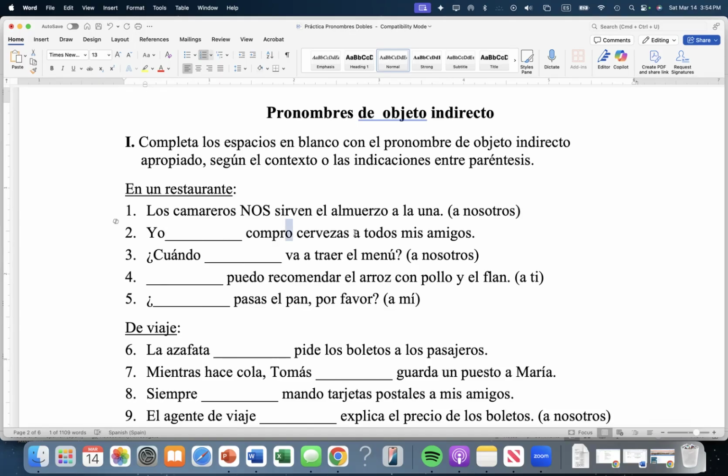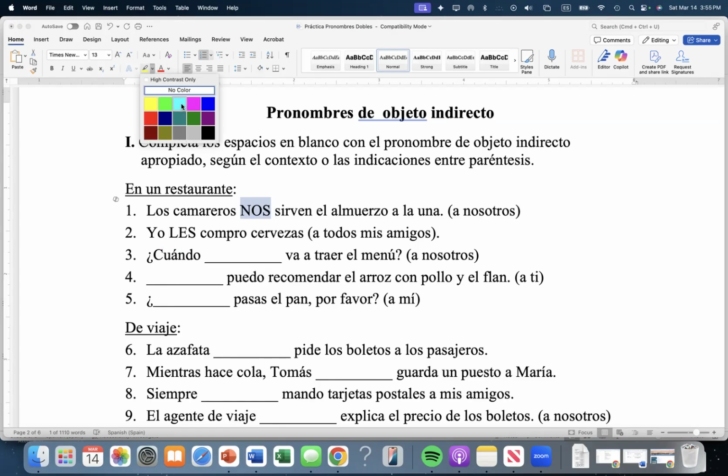And then we have a todos mis amigos as the indirect object. For whom or to whom? To all of my friends. And what's the direct object? Cervezas, beer. So if the indirect object is a todos mis amigos, that would be ellos. How do we replace ellos as indirect object? We do les. Yo les compro cervezas a todos mis amigos. Let me highlight this for clarity.